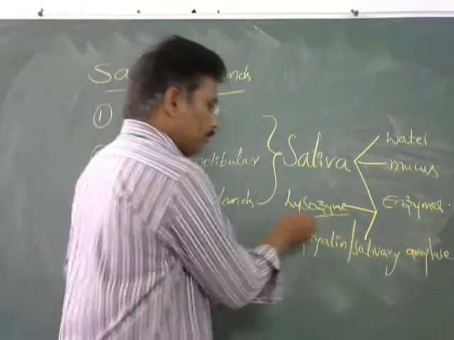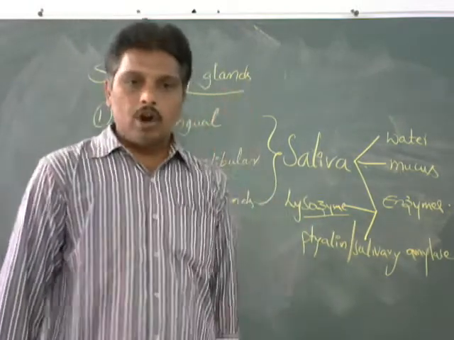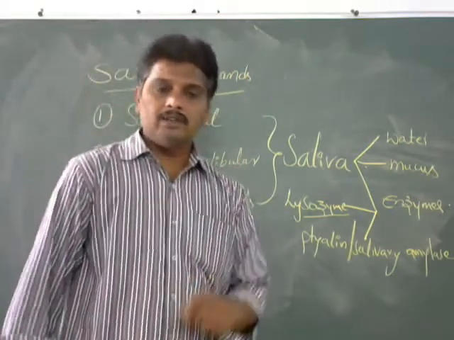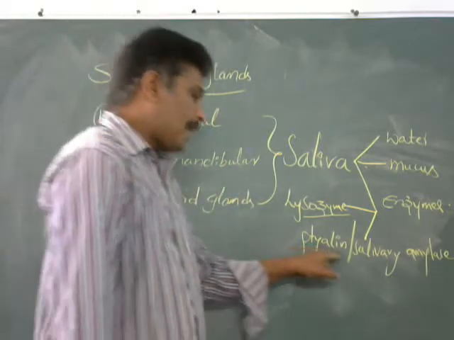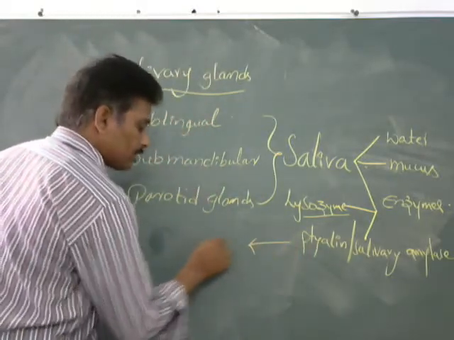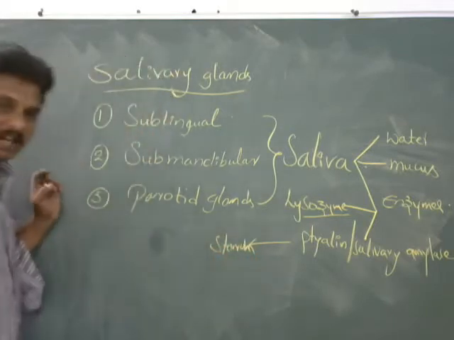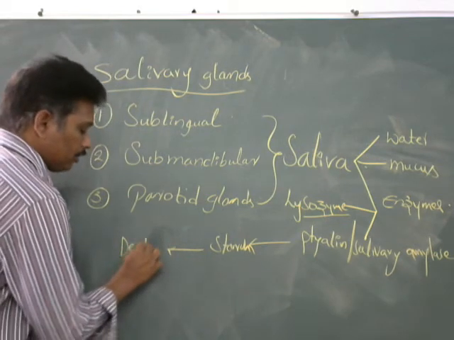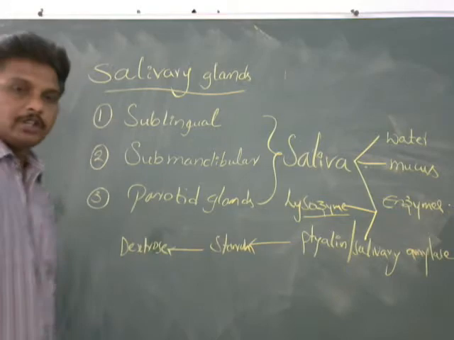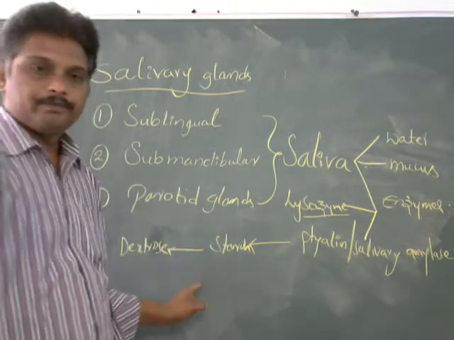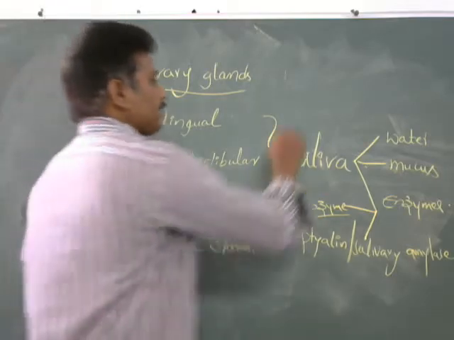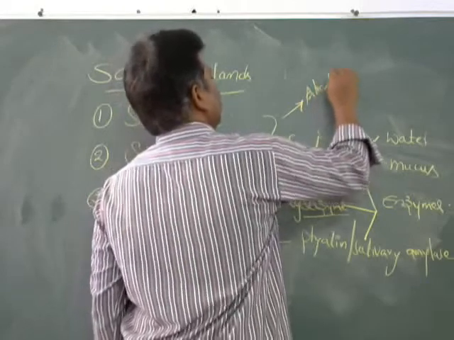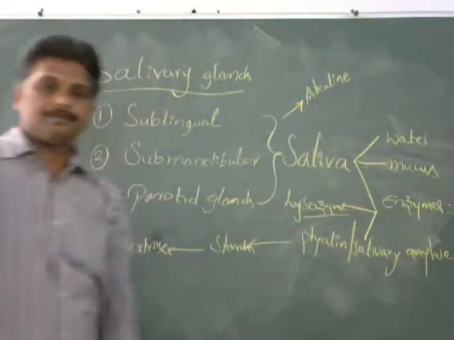Lysozyme's function is that it kills the microorganisms which enter our body through food. Next, thiamine acts upon starch, a complex carbohydrate, and converts this starch into disaccharides like dextrose sugar. The pH of saliva is alkaline in nature.